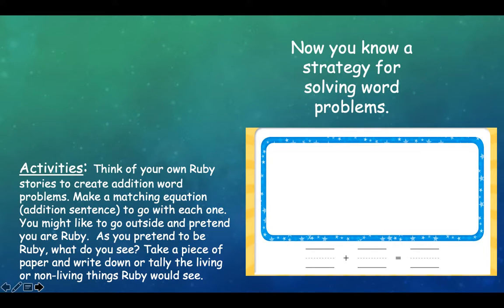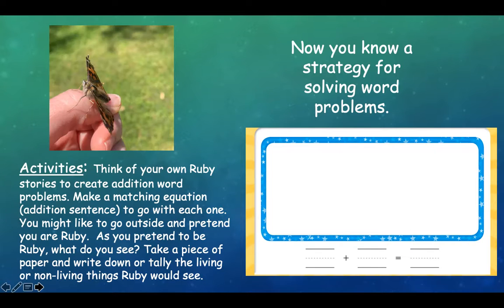You might like to go outside and pretend you're Ruby. As you pretend to be Ruby, what do you see? Take a piece of paper, write down or tally the living and non-living things Ruby would see, the living things like trees or flowers or bees or anything like that. Or she would see rocks or mailboxes. I don't know. But write down things, make your own story, and write the number equations, and then send me a picture of your work. I can't wait to see what you're doing.